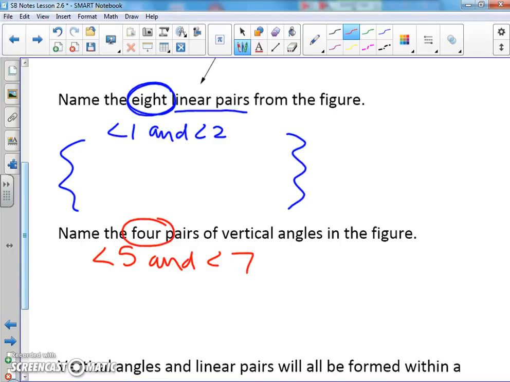We're telling you here that there are 4 of them. Again, I want you to stop the video and name the other 3 vertical pairs. You need to make sure that this is complete to get full credit for your notes.